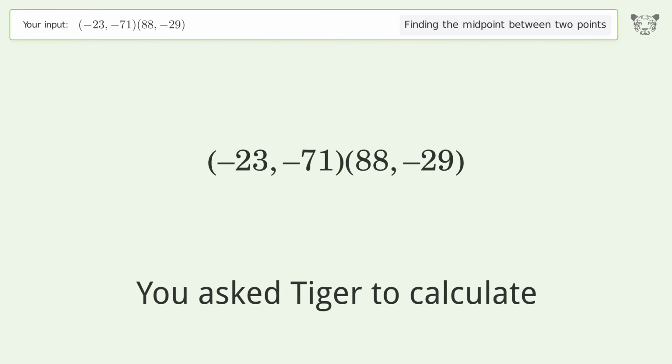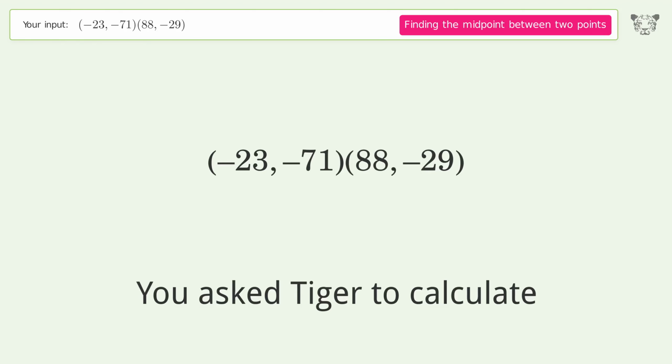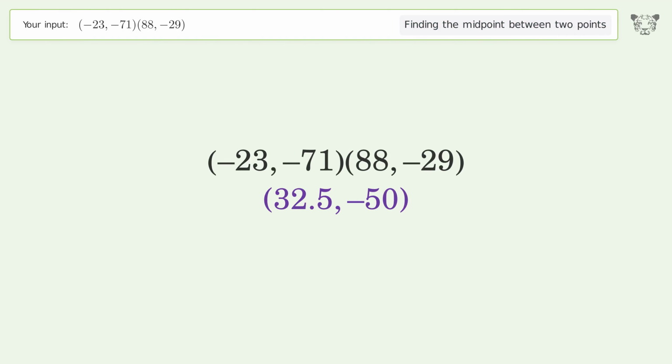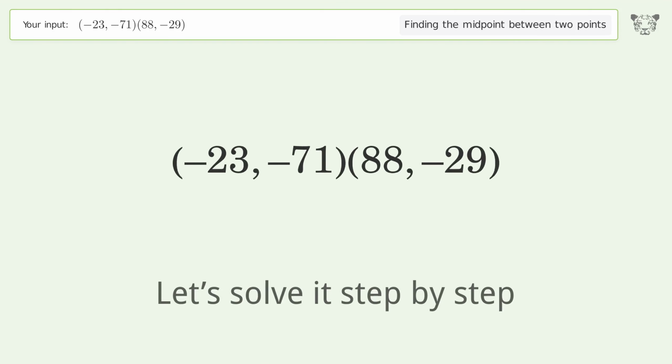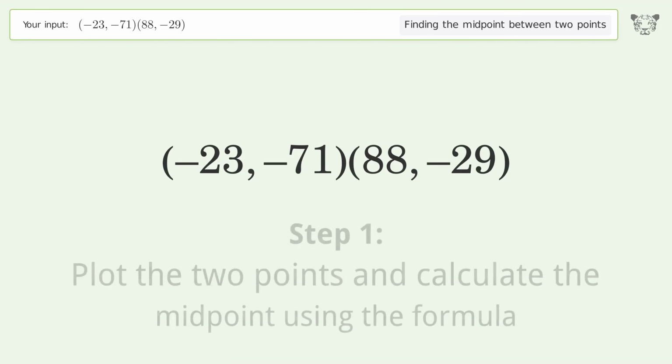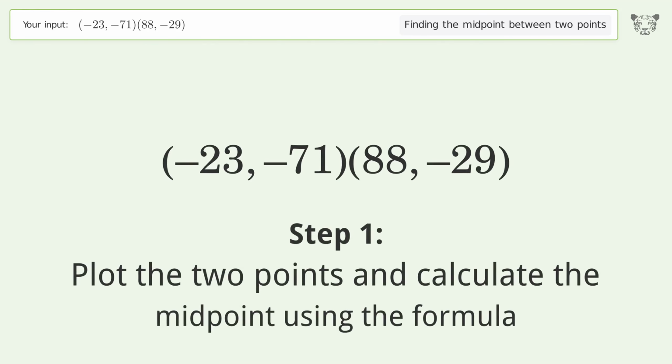You ask Tiger to calculate. This deals with finding the midpoint between 2 points. The midpoint between the 2 points is (32.5, -50). Let's solve it step by step. Plot the 2 points and calculate the midpoint using the formula.